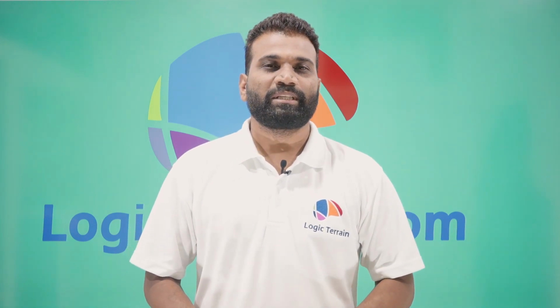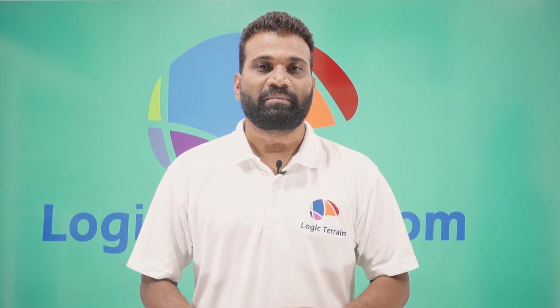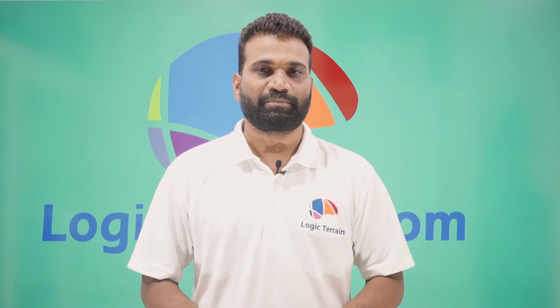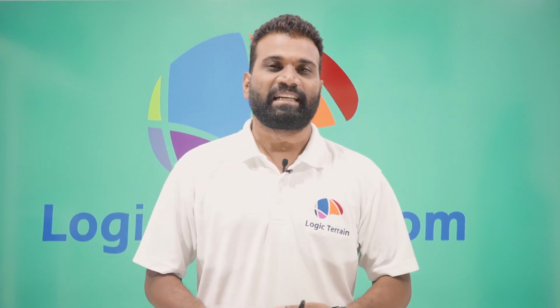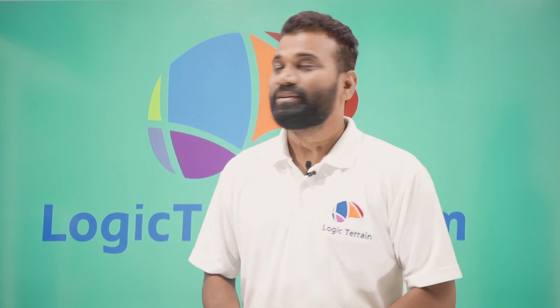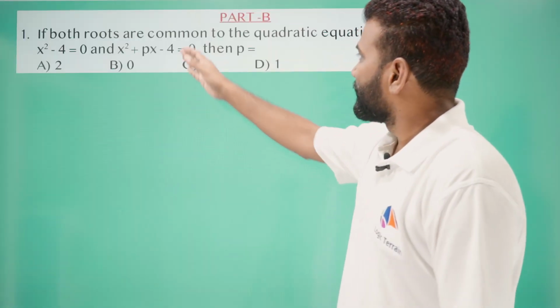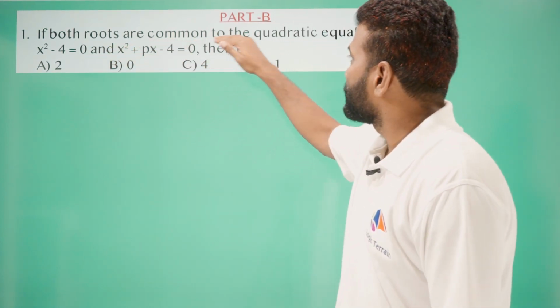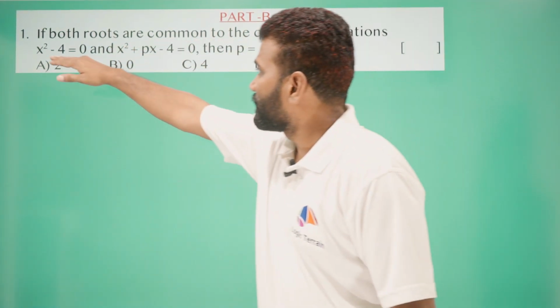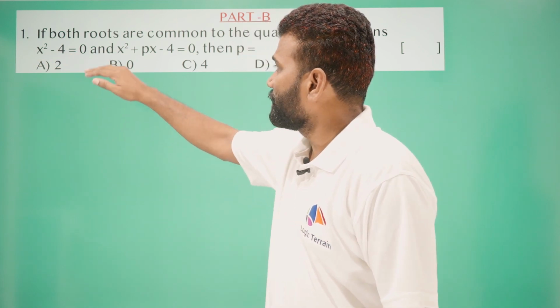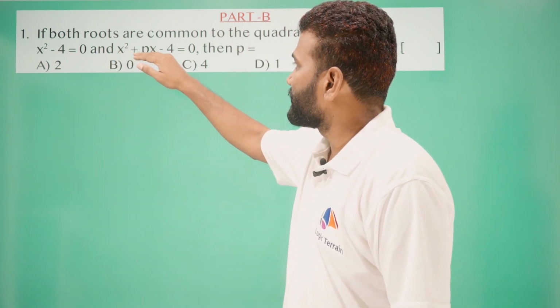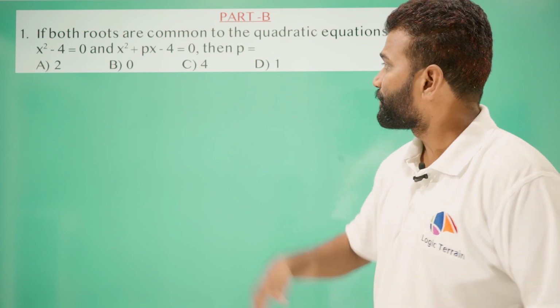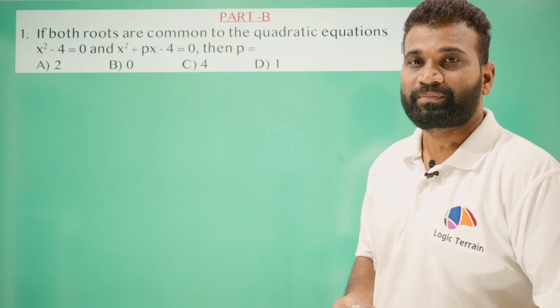In this session we are going to look at part B of March 2019 public examination paper, Mathematics paper 1, Telangana State Board. So let's have a look. Here is the first question in part B. If both roots are common to the quadratic equations x square minus 4 is equals to 0 and x square plus px minus 4 equals to 0, then p is equals to.